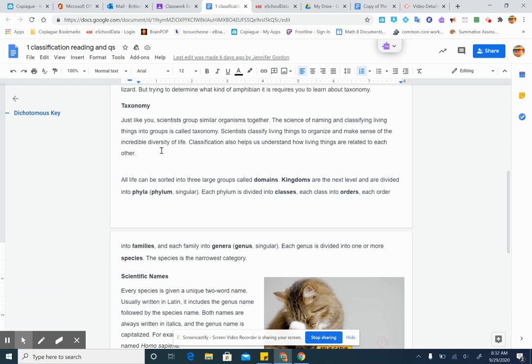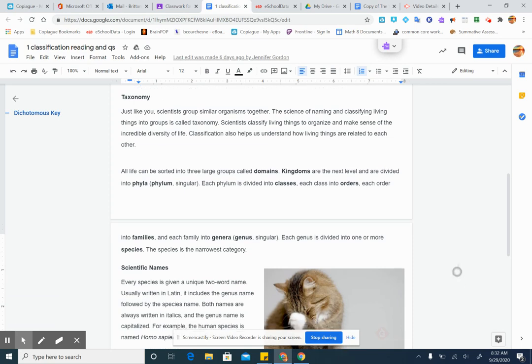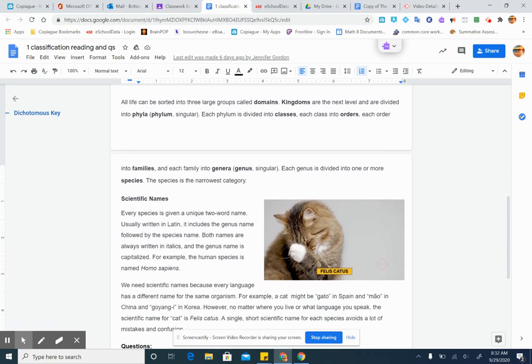Kingdoms are the next level and are divided into phyla, or phylum singular, meaning 1. Each phylum is divided into classes, each class into orders, each order into families, each family into genera, or genus for singular. Each genus is divided into 1 or more species, and the species is the narrowest category.